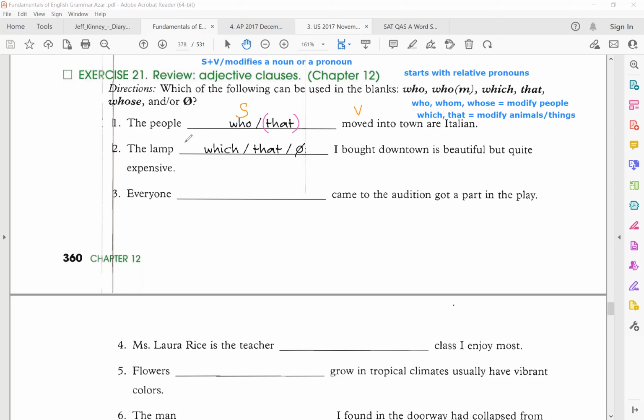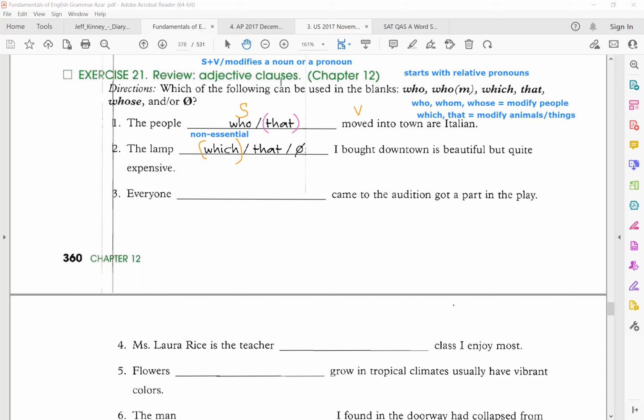Let's look at number 2, the lamp. The lamp is a thing, so we cannot use who or whom. Instead, we use which and that. But again, if you are taking the SAT, which is used for non-essential only, meaning it has to be used with a comma. So in this case, we should use that or omit. The lamp that I bought downtown is beautiful but quite expensive.